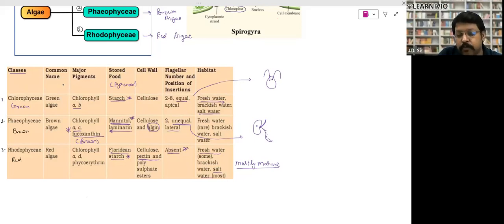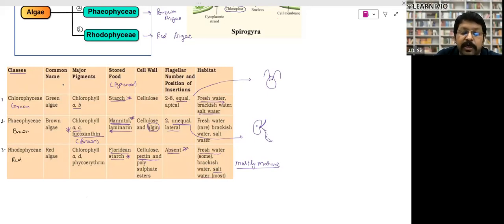Here I want to tell you one more piece of information. Please note it down, otherwise you will forget. Whenever I say this is some extra information, you have to note it down in your notebook. So chlorophyll B is the most advanced chlorophyll, found in the green plant, like angiosperm, right? So chlorophyceae, the green algae, have chlorophyll A and B both.